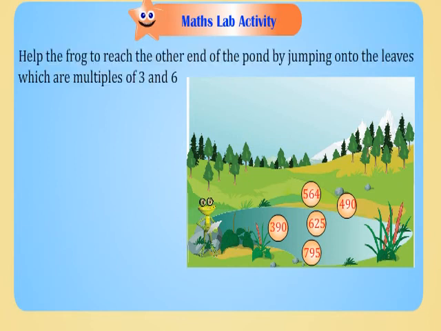Maths lab activity. Help the frog to reach the other end of the pond by jumping onto the leaves which are multiples of 3 and 6 with the help of the below picture.